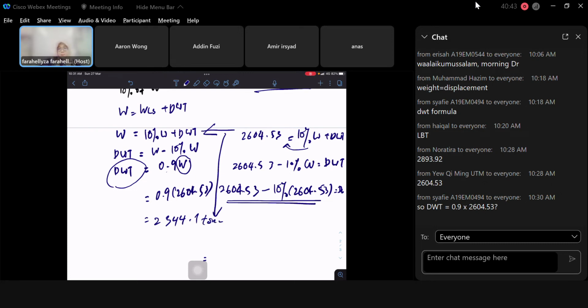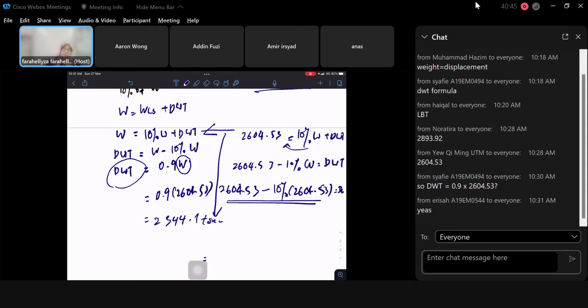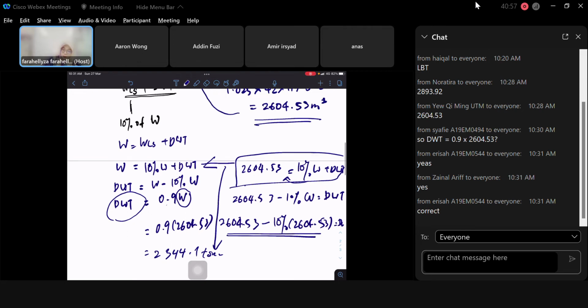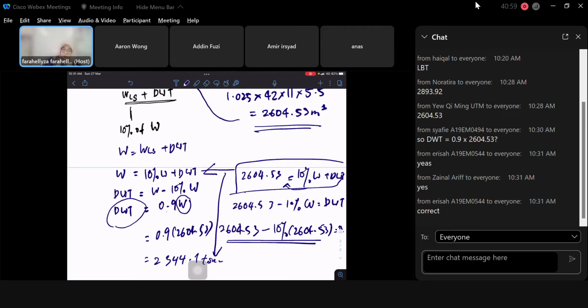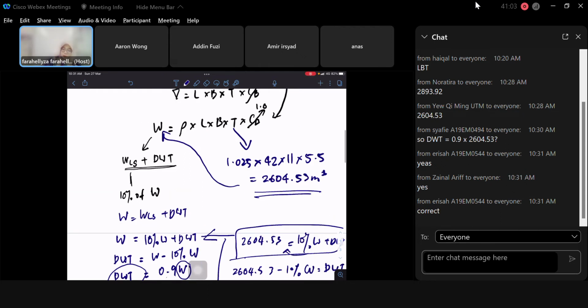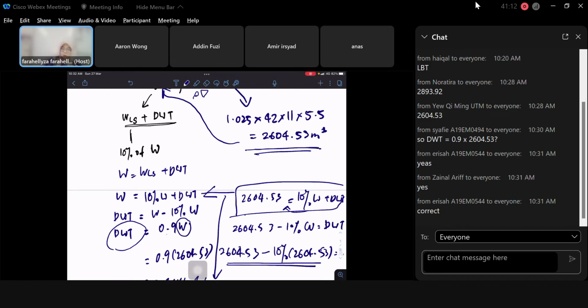Yes, 0.9 W. Okay, so 2344. So this is the breakdown. Okay, so this 2604.53 is basically the W. And then we know that this W is equal to rho times V. That is the design governing equations. So this means that it's equal to W.